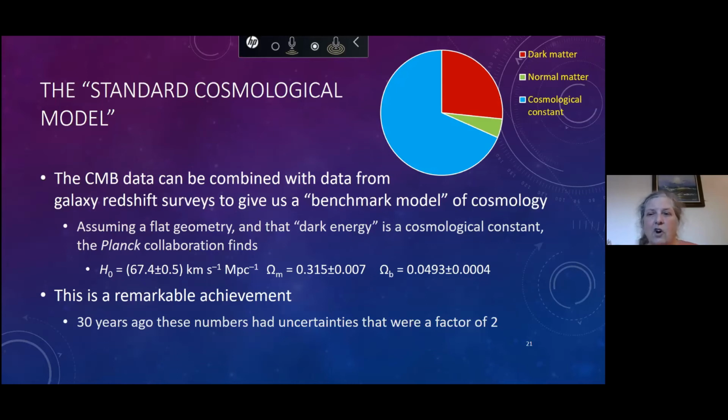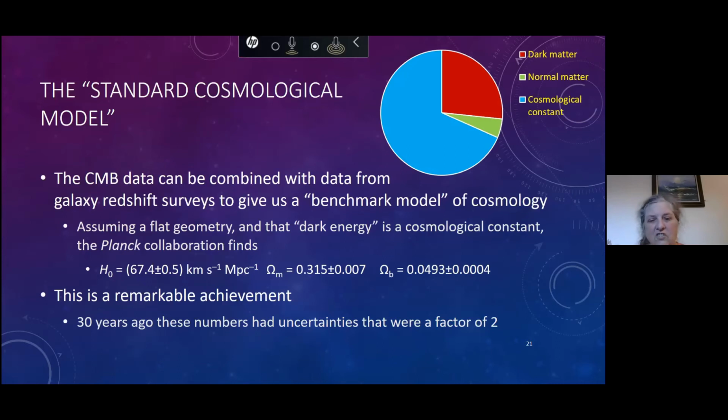The density of normal matter in the universe, which in my pie chart is given by the little green slice, is 5% of the total energy density of the universe. It is atomic matter like you and me. The red is the dark matter, and that corresponds to a little over a quarter of the total energy density of the universe. And the rest of it is made up by this mysterious cosmological constant or dark energy or whatever you want to call it.